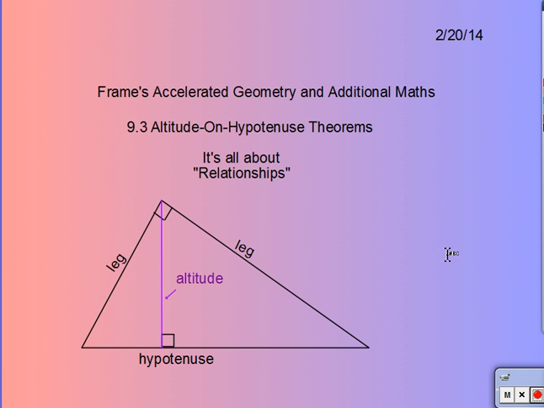All right, so today what you're going to be taking notes on or understanding a little bit better is the altitude and hypotenuse theorems. And what I need you to understand is that it's all about relationships. It's one theorem and it has three parts, and there are three relationships, and they're not that hard to understand. Okay, so let's get started.